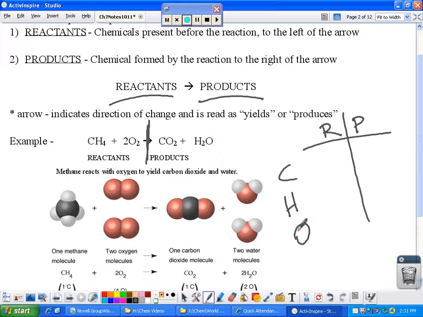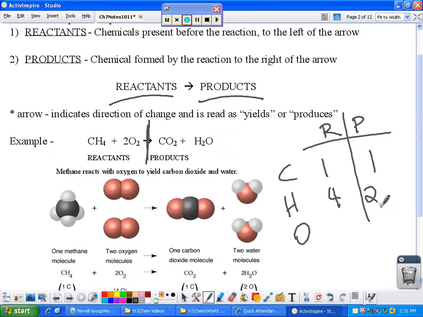How many carbons are on the reactants side? Just one. How many are on the product side? Just one. So the carbons right now are balanced. We started with one, we made one. What about the hydrogens? 4? Well, if there's only 2 over here, we've got a problem. We need to balance it.